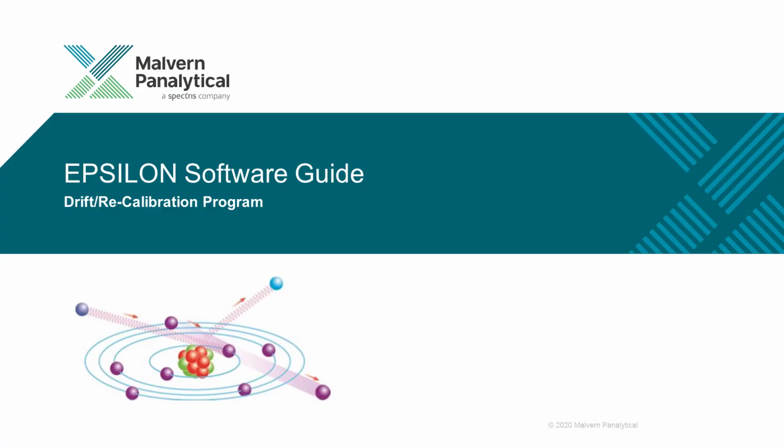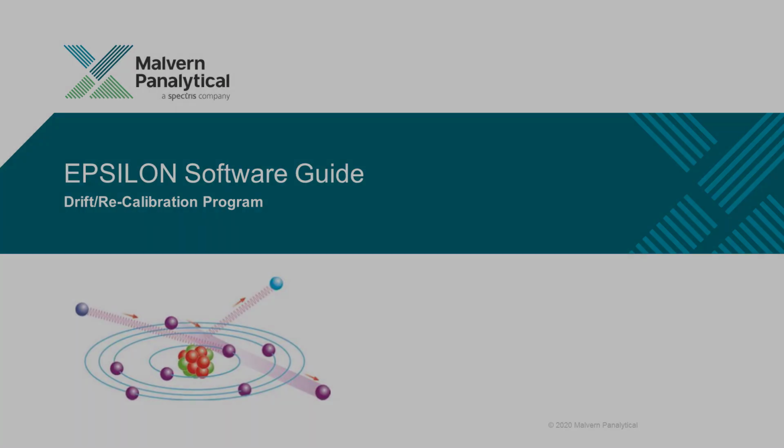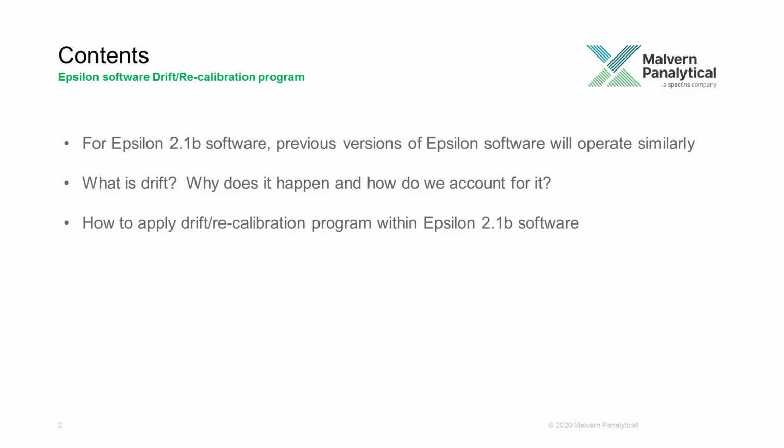Today we're going to go over Epsilon software drift/recalibration program. This tutorial will be covered in Epsilon 2.1b software, however previous versions of Epsilon software will operate similarly. What is drift, how does it happen, and how do we account for it? Lastly, we will show you how to apply the drift/recalibration program within the Epsilon 2.1b software.